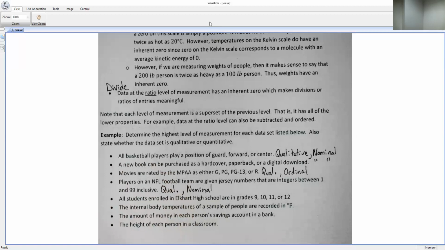Okay, all students enrolled at Elkhart High School are in grades 9, 10, 11, or 12.